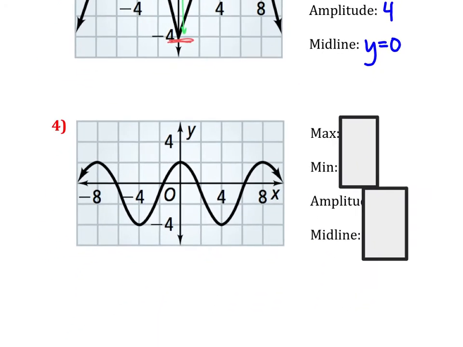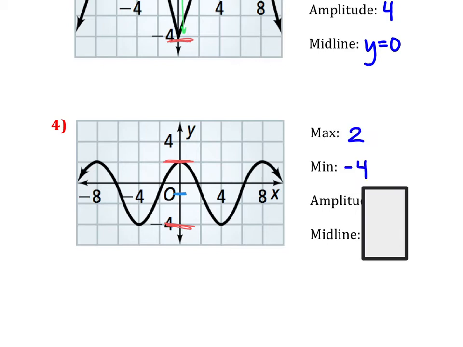Number 4, we have another one where we're counting up by 2, so let's make sure we're careful there. My maximum's at +2, my minimum is at -4, so my midline is smack dab between those. Once I know my midline, I can get the amplitude by saying how far up from the midline do I go to get to the max, or how far down from the midline would I go to get to the min. Doesn't matter how you think of it, you'll get the same result.